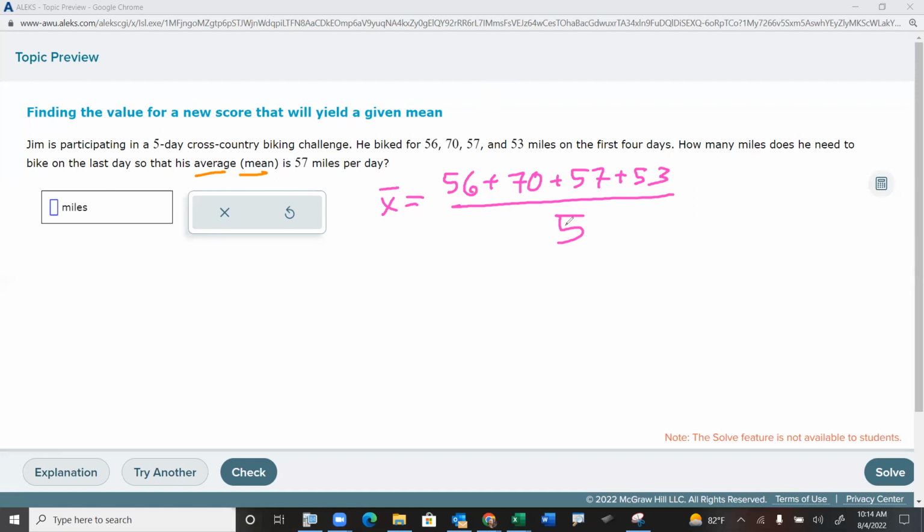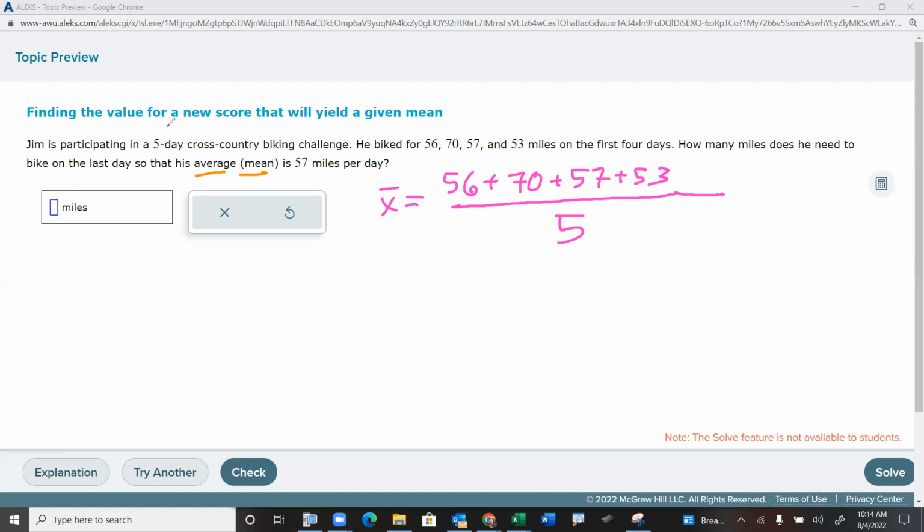Let's see if I can type it. Okay, and I get 47.2. Seems a little low. I mean, that seems really low for this. So what's the problem? Well, here's the problem. We only added 4 days together, and if you're going to find the average, you got to divide by 4 if you're doing 4 days. But we're not doing 4 days.